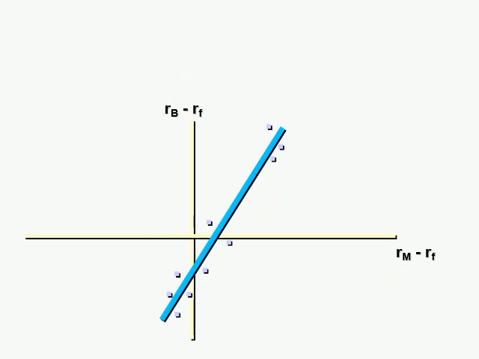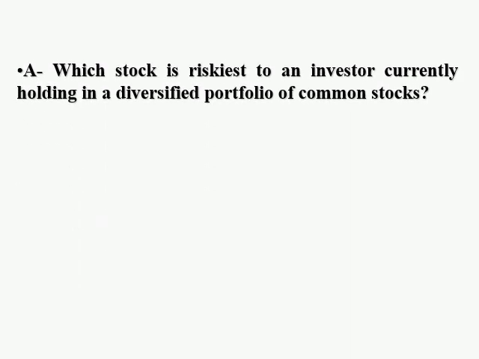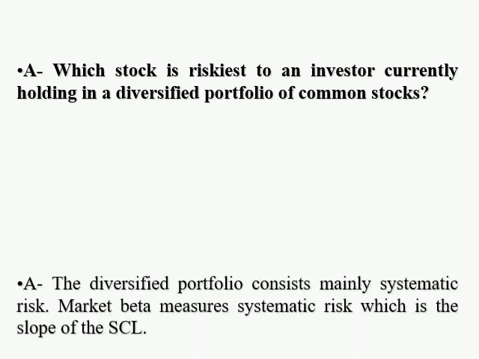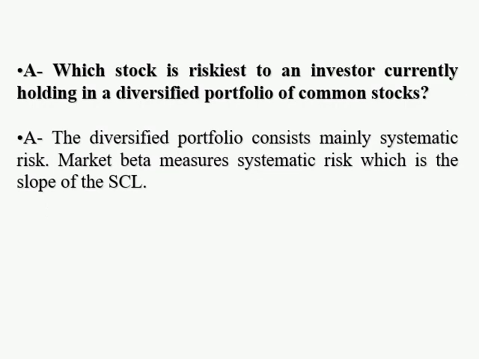For stock B, the same: the relation between the excess return of security B and the excess return of the market. And here is the security B characteristic line. A. Which stock is riskiest to an investor currently holding a diversified portfolio of common stocks? The diversified portfolio consists mainly of systematic risk.